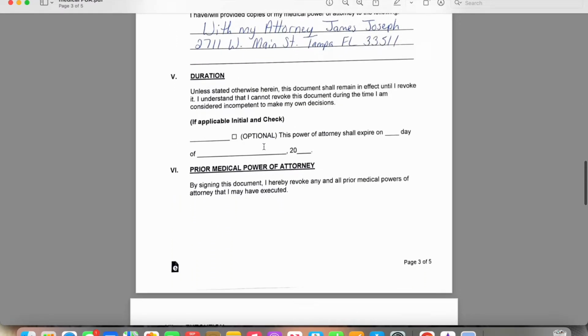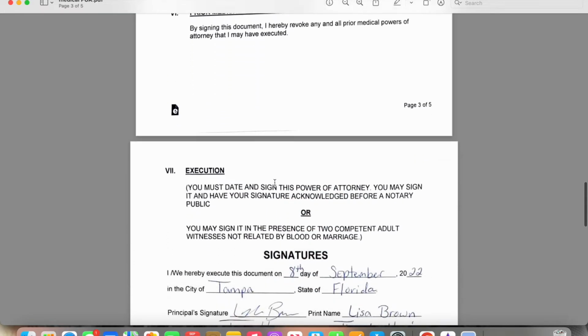You'll come down further. Here, this is the duration of this document. So, meaning you can always revoke it, and then this would be null and void. But outside of revoking it, this will say whether you want to put a time limit on this document, whether it's a year, 5 years, 10 years, or if you don't want to put a time limit at all, you can just put NA. But if you do want to put a time limit, you would write that day when you would want it to expire, and the principal would initial and check the box here. Why would they do that? Because it says initial and check. So you're going to keep going.